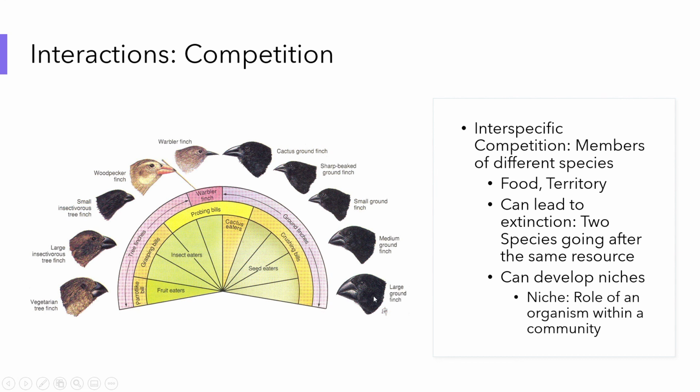A niche is going to be this specific thing. So this large ground finch, its niche is that it's a seed-eating ground finch, but it has a crushing bill. You can label a bunch of these different things to it to fill its niche. And you can see this in all sorts of different things, because a niche is just, again, a role an organism plays within a community.